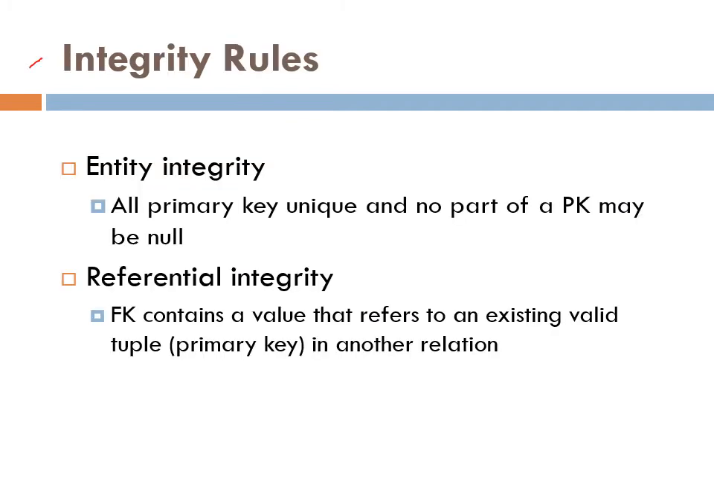Okay, integrity rules. Integrity rules are very important in a relational database. Entity integrity refers to all primary keys being unique and no part of a primary key may be null. Referential integrity means that a foreign key contains a value that refers to an existing valid tuple, which is the primary key, in another relation.